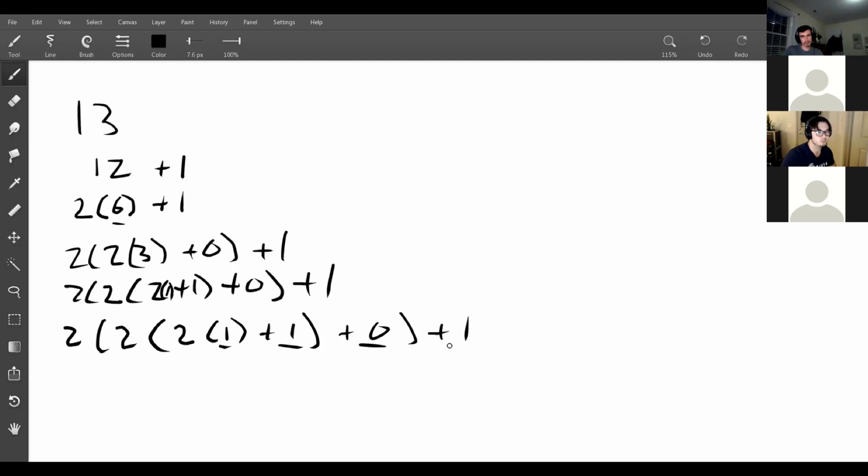Can anybody tell me what the significance of these numbers is? Is it some weird bit thing? Is it going to be like the carry or something? That's literally 13 in binary. Oh, no way. So this is just another way to phrase the binary decomposition.